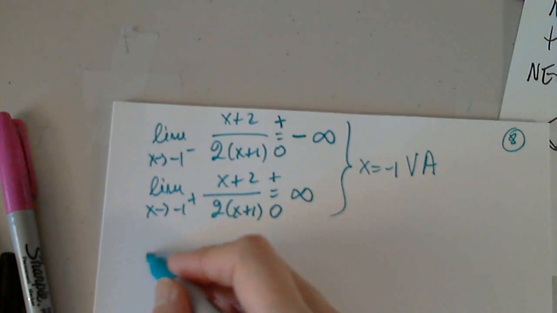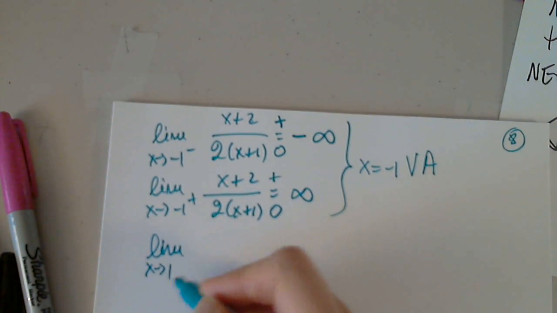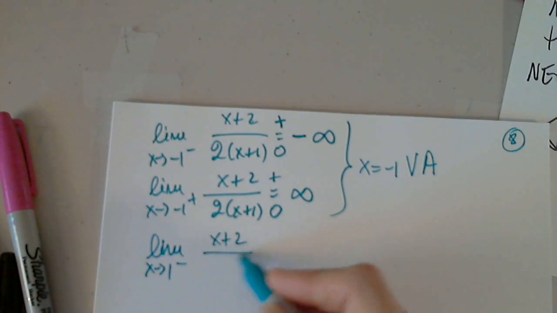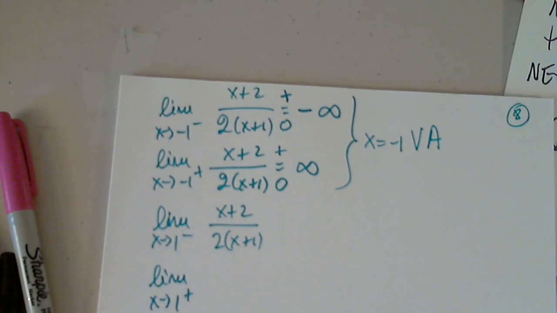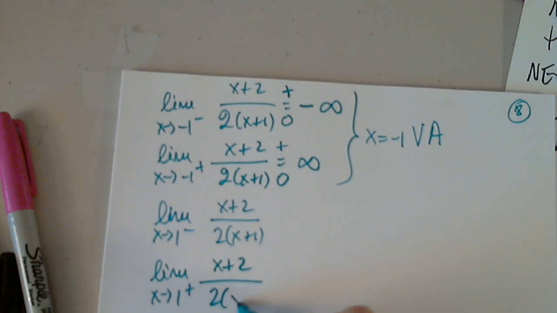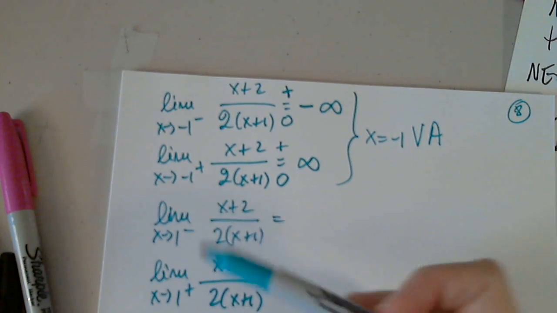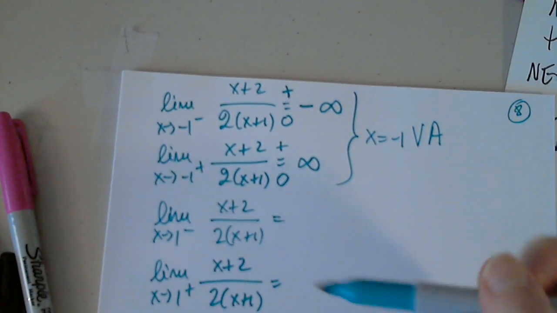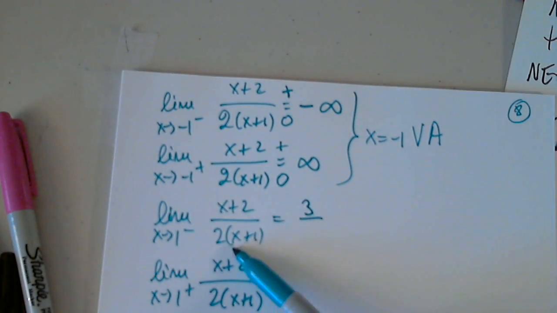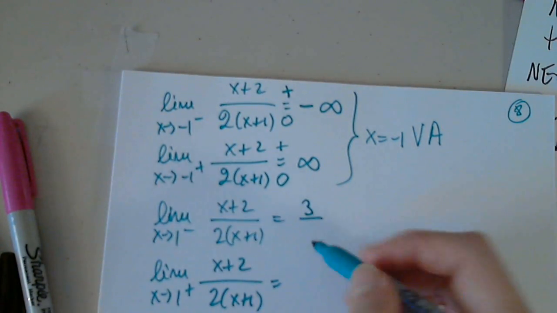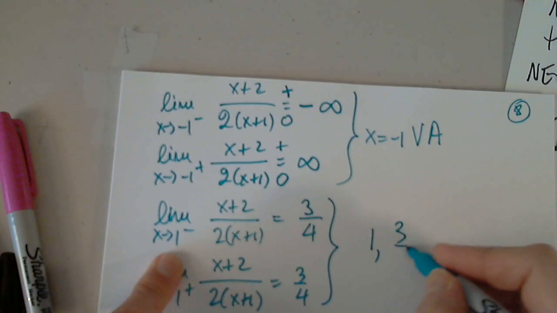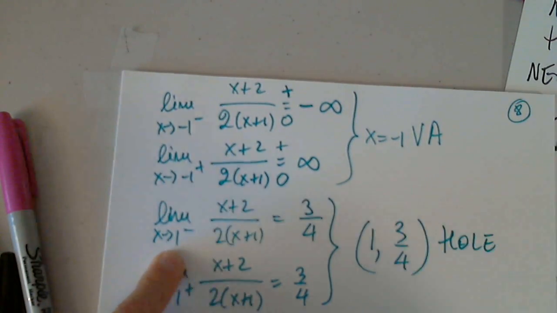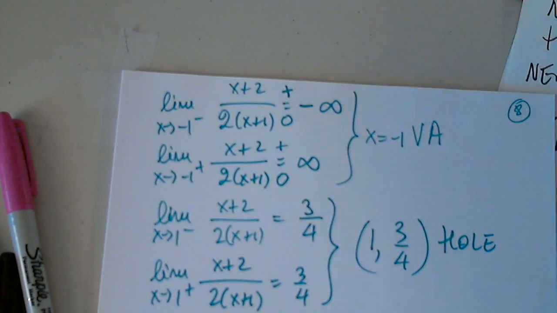Okay, finally, the limit as x approaches 1 from the left, from x plus 2 over twice x plus 1, and the same thing with 1 from the right, from the same function, of course. So 1 from the right or left, they have to be the same, it doesn't matter. So 1 plus 2 is 3, and 1 plus 1 is 2, 2 times 2 is 4. Which means 1, comma 3/4 is the hole in the graph. So the limits, both sides, 3 over 4.